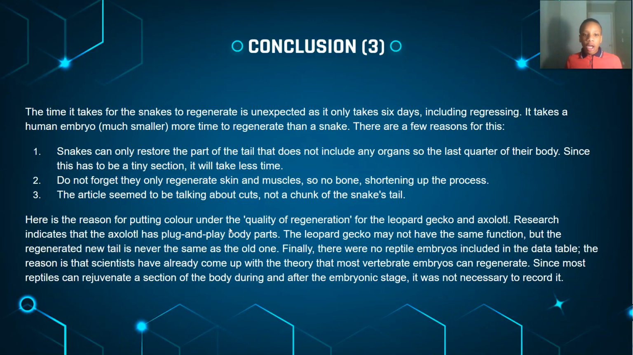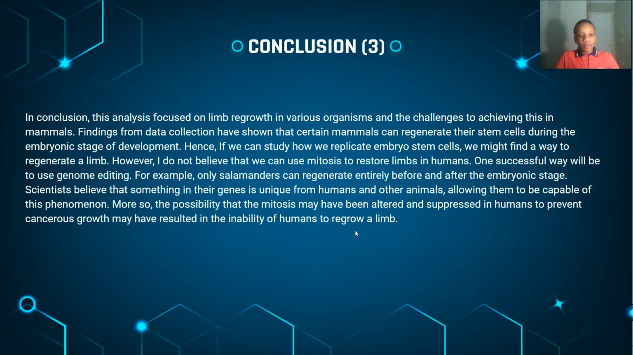The reason for putting color under the quality of regeneration for the leopard gecko and axolotl is because axolotls have plug-and-play body parts, meaning that they can grow a different colored limb, while leopard geckos never have the same tail or limb as the old one. Finally, there were no reptile embryos included in the data table. The reason for this is that most reptiles can rejuvenate a section of their body during and after the embryonic stage, so I didn't see the need to record it.